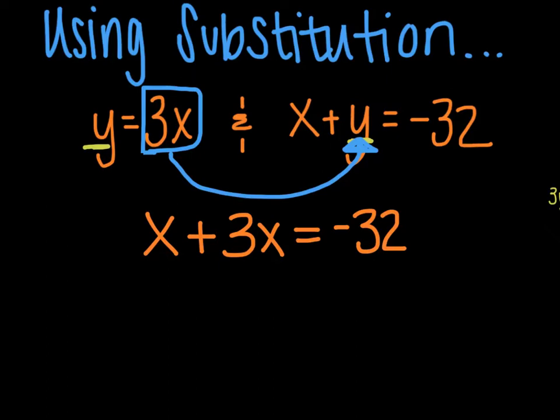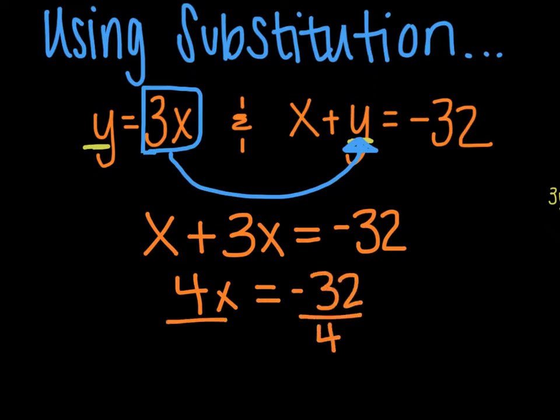The reason we have to substitute is because we have two equations, and they both have two variables, and you can't solve for something that has two variables. You have to get it down to just one variable in order to solve it. So here we solve this one. We have 4x equals negative 32. We divide by 4 on both sides, and x equals negative 8.